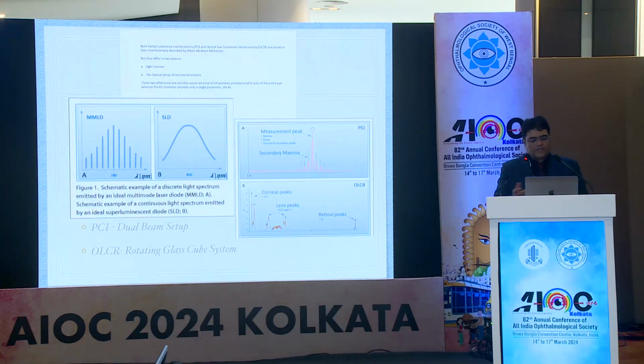So keratometry also became better, and we were deriving all the parameters, because as Dr. Twinkle mentioned, as the formulas advanced, we needed all these parameters to feed into those formulas. And these biometers were giving us better results. This is the basic difference: PCI, which is the IOL Master 500, has a dual beam setup, and OLCR has a rotating glass cube system. This is a patented system of these biometers.